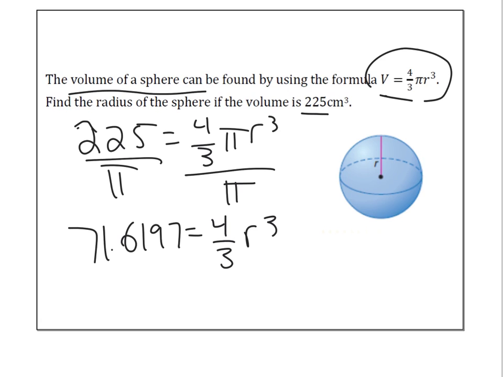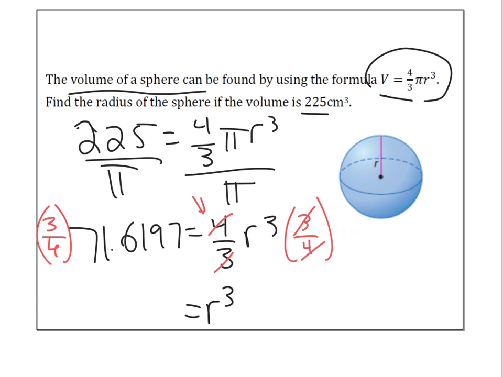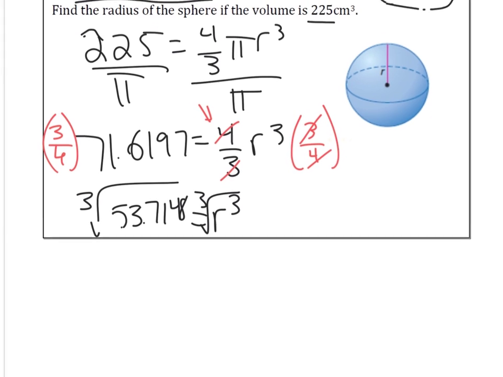Now to get rid of this, I'm going to multiply by 3/4. What that does is 3 cancels, 4 cancels. So I'm left with r to the third is going to be equal to 53.7148. Then I don't take the square root, I'm going to take the third root or the cube root.